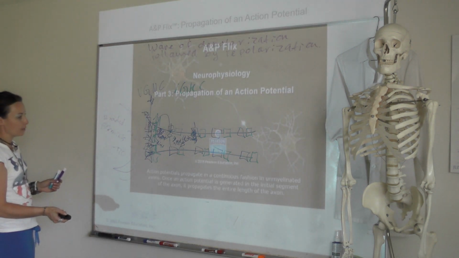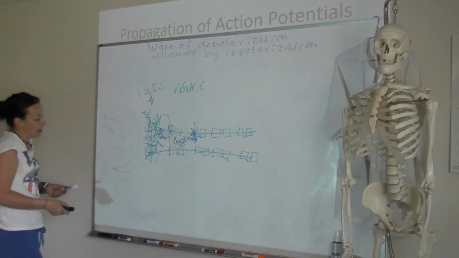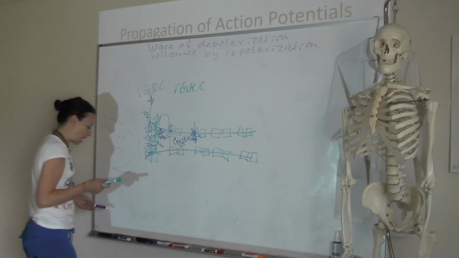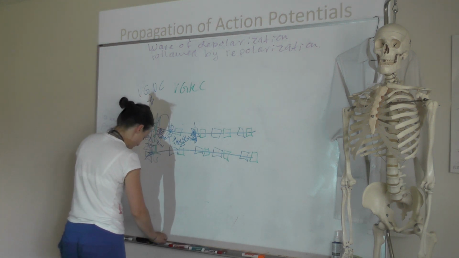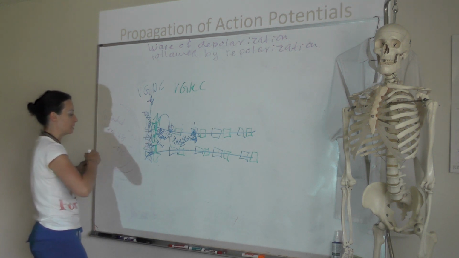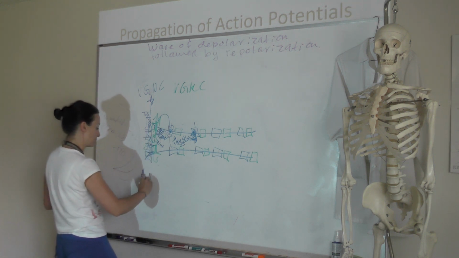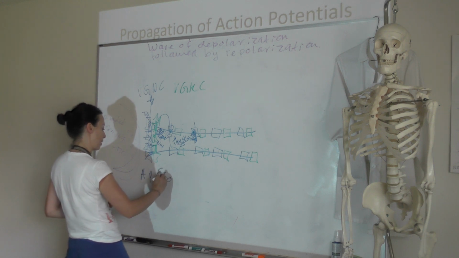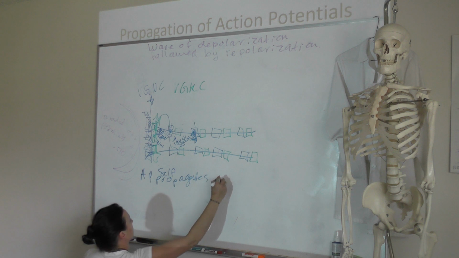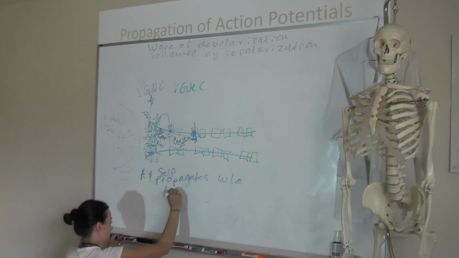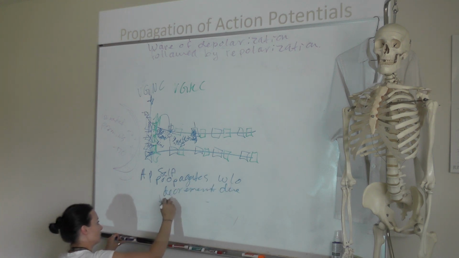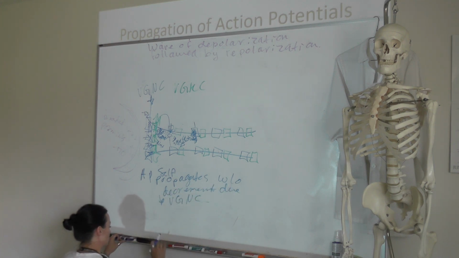Okay, so that's what I want to say about propagation of action potentials. You can watch a movie about it. What do I want to write down about it? We'll say that the action potential propagates without decrement because of the behavior of our voltage-gated sodium channels. So our action potential propagates, or self-propagates, without decrement due to the voltage-gated sodium channel.